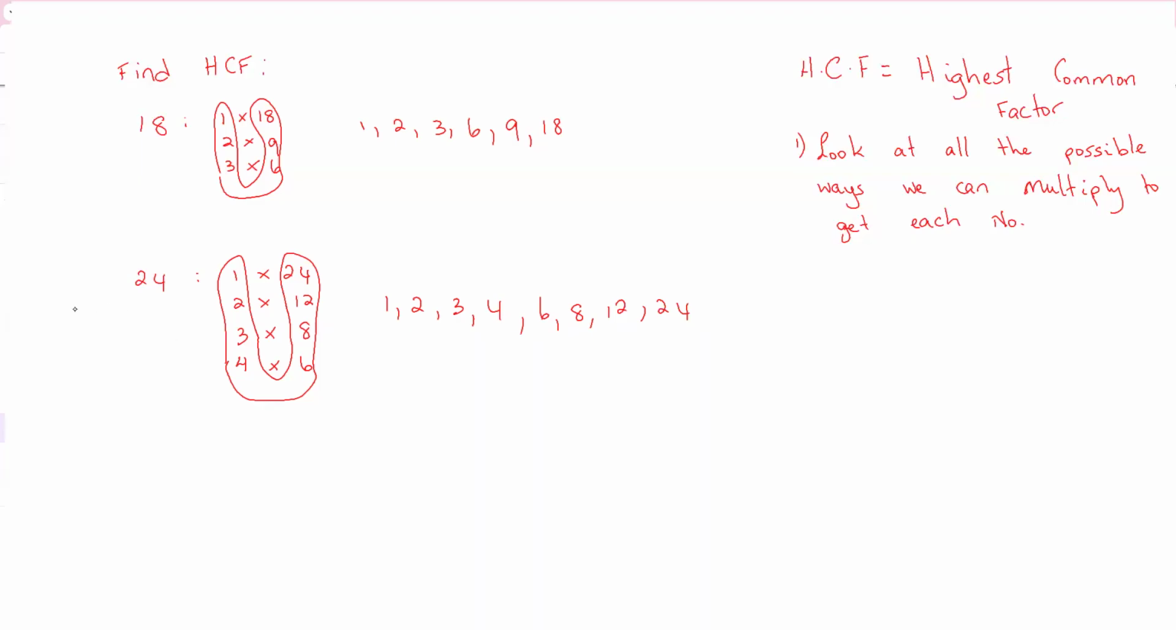So we look for the highest one in common. So you're looking at all of these common factors. 2 is in common, 3 is in common, 6 is in common. So the highest in common would be 6.